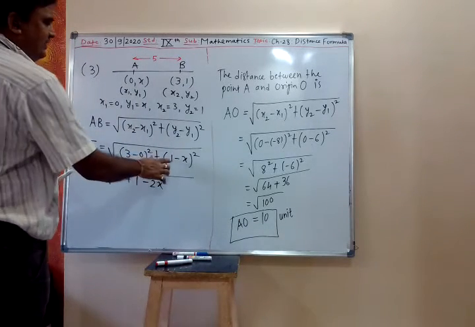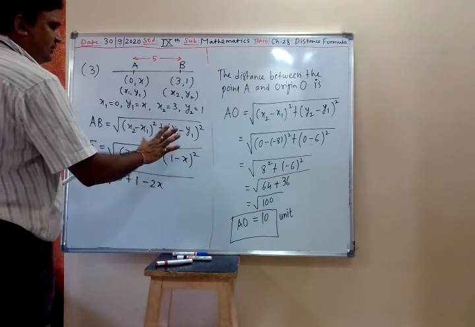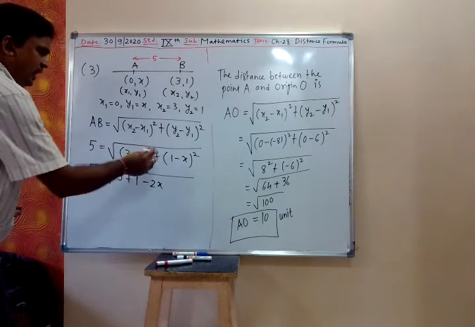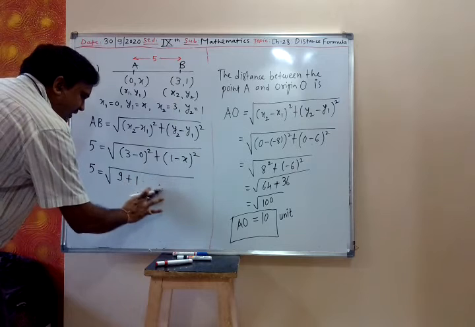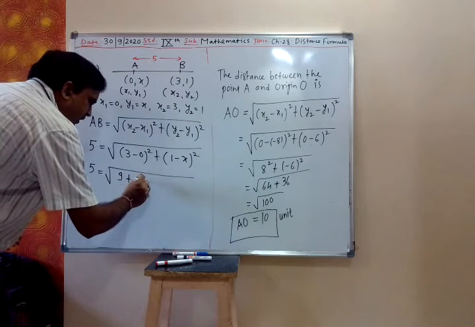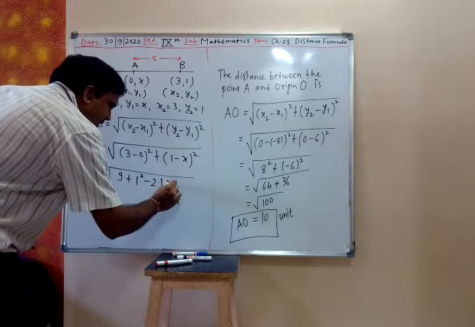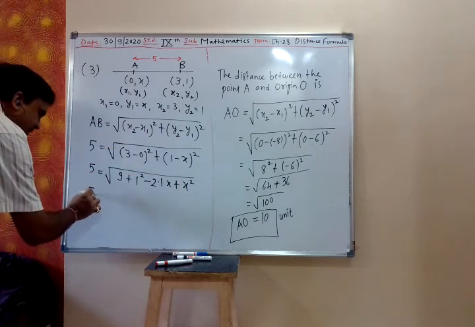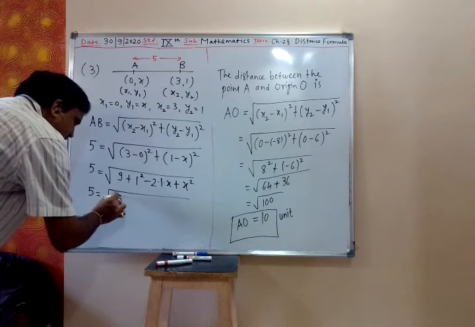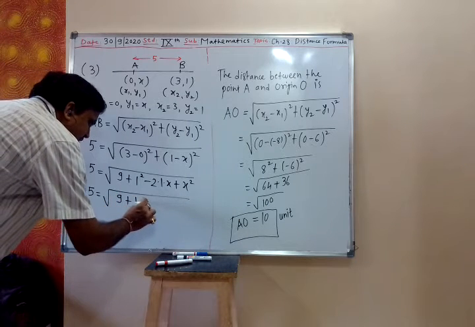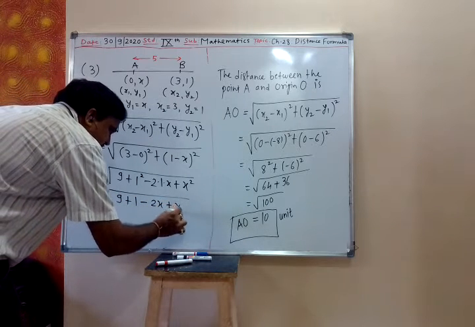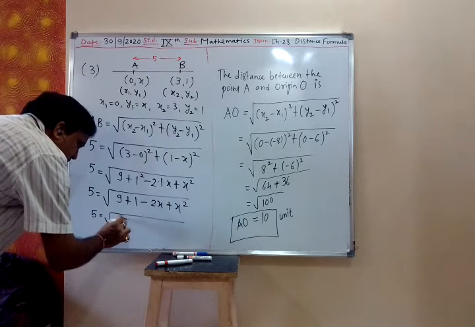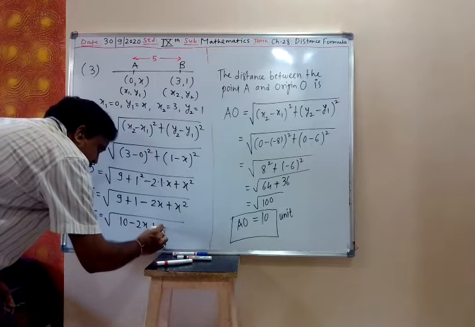No. 1 minus x square will not be 1 because x is not 0. I have to use a minus b whole square formula. So that will be 1 square, a square minus 2 into 1 into x plus x square. You have to use a minus b whole square formula. So 5 is equal to square root of 9 plus 1 square is 1 minus 2x plus x square.